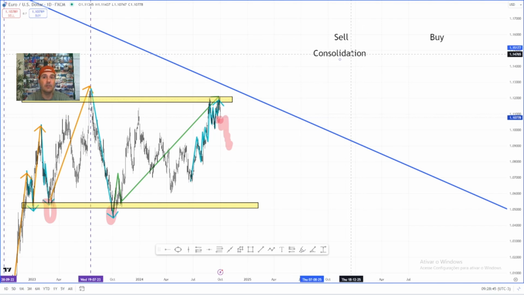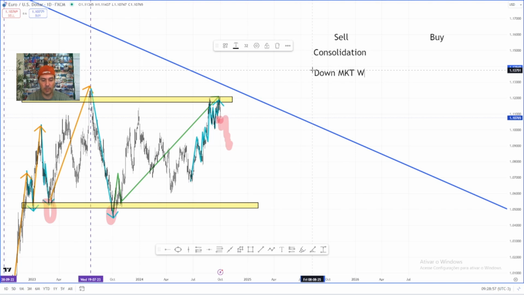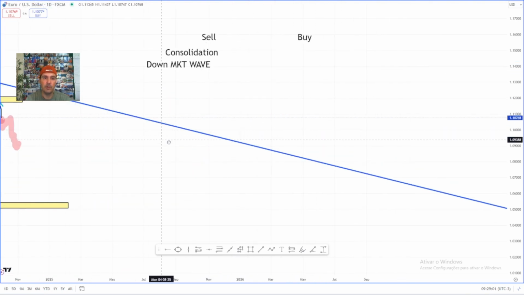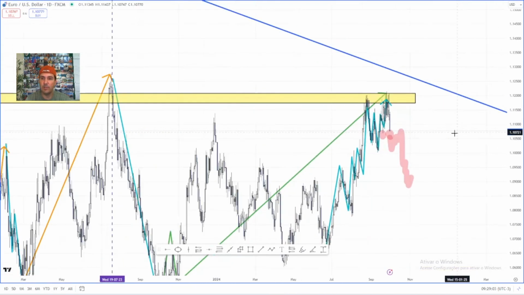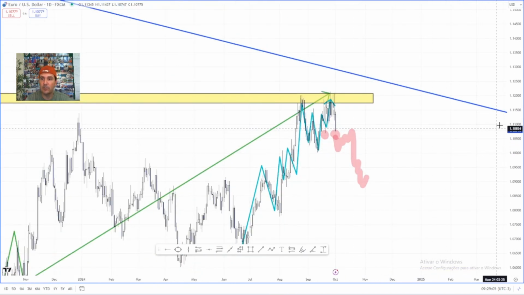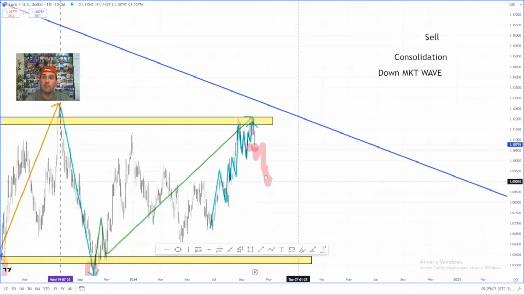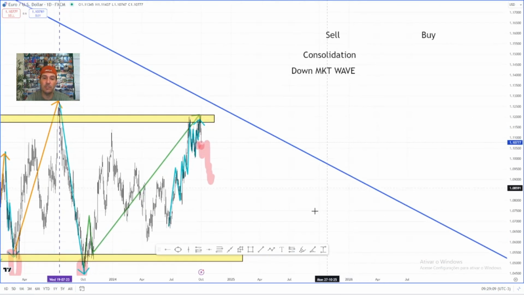Point for the bears, sell. Then we have to sell, we have the down market wave on the daily. Down market wave still, right? To buy, do we have a point for the bulls? The market didn't break the low yet, right? So far. Maybe in a few seconds it's going to be a different story.